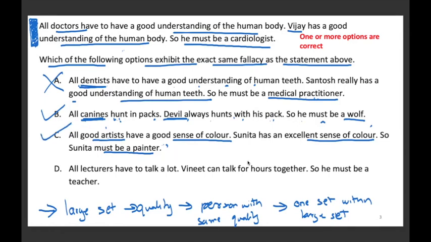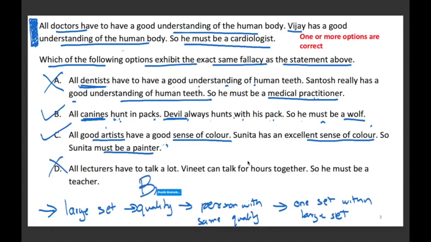D. Our lecturers have to talk a lot. Vineet can talk for hours together, so he must be a teacher. Now here the whole relationship gets flipped, like we saw in A. Lecturers are a small set within teachers. Teacher is a larger whole. Okay, so here D is also wrong.